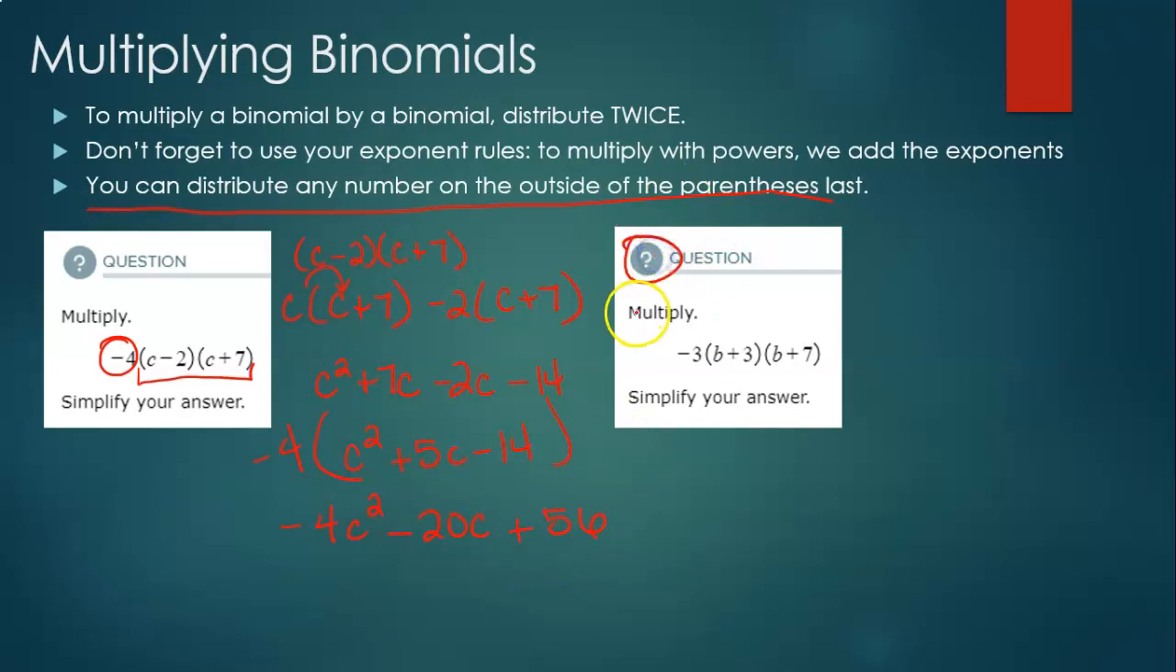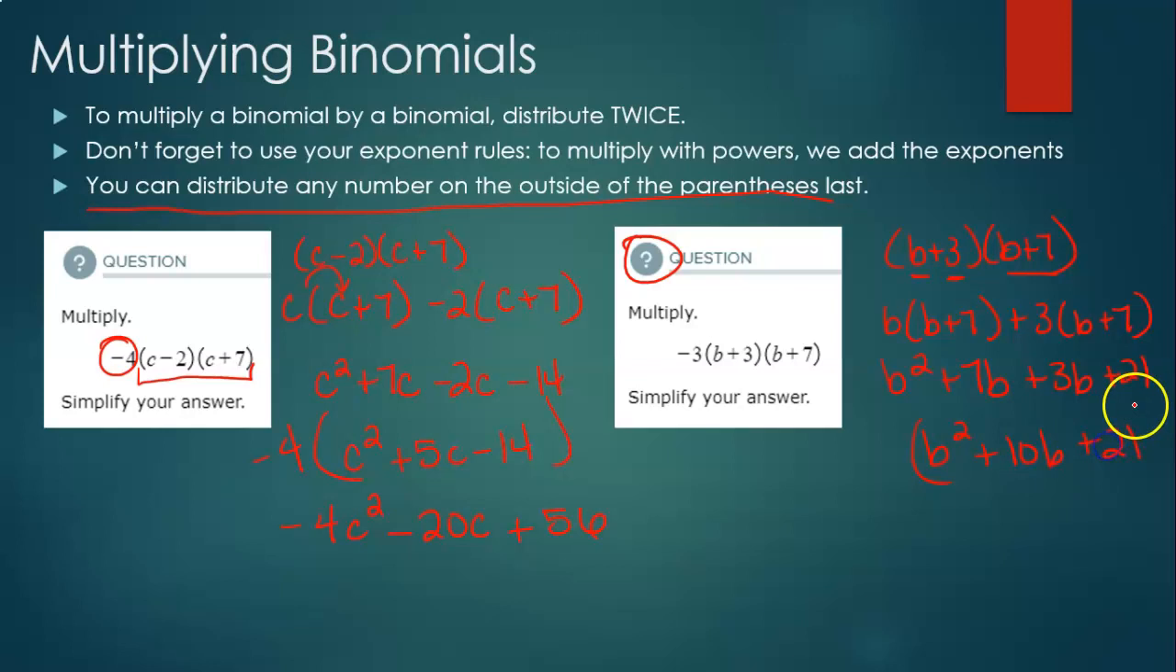You pause the video and try this one on your own. You should have started off worrying about your binomials first. You're doing each one of these times b plus 7. So we do b times b plus 7 plus 3 times b plus 7. That becomes b squared plus 7b plus 3b plus 21. That becomes b squared plus 10b plus 21.